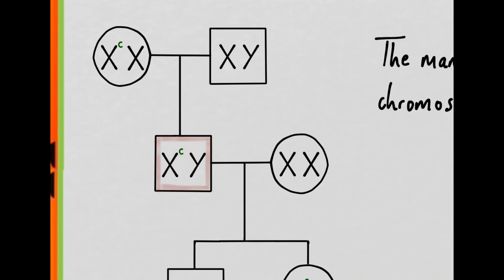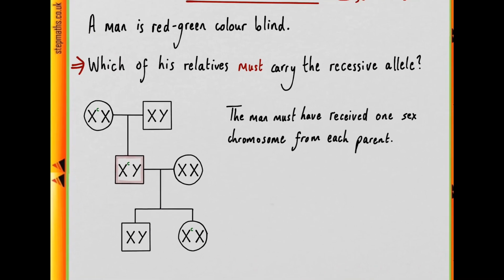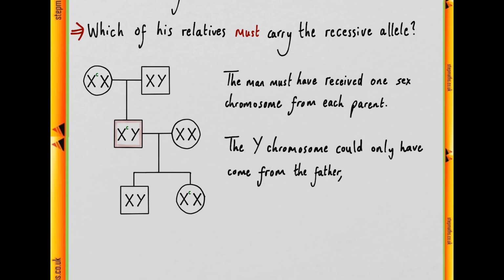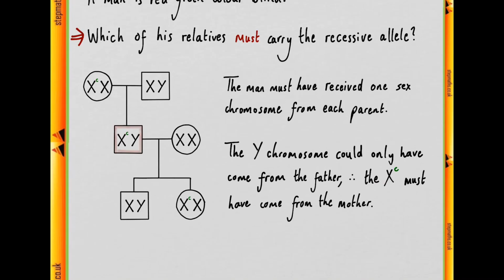We know that the X carries the recessive colourblind gene, because the individual is colourblind. In the case of sex-linked or X-linked conditions, these conditions are expressed even when there's only one recessive allele present, since there is no dominant allele on the other sex chromosome, as it's only a Y chromosome. So there is an affected X chromosome which carries the recessive allele, and that must have come from the mother. The Y chromosome could only have come from the father, and therefore the affected X chromosome must have come from the mother.